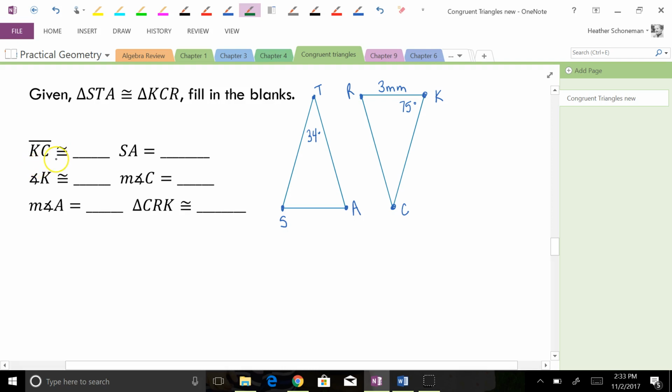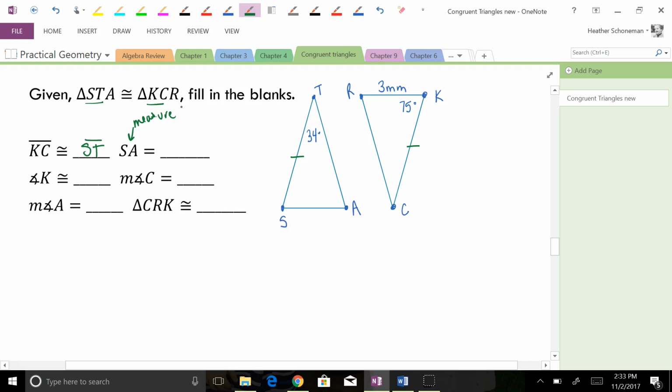KC is congruent to. Well, KC is the first 2 letters. Okay? So KC has to match with ST. So here's KC, so it's got to be the same as ST. So I'll fill this with ST. Now notice how this first one is different from the second one. The second one, it doesn't have a bar over it, and then there's an equal sign. So the second one here doesn't want the name, it wants the measure of that segment.